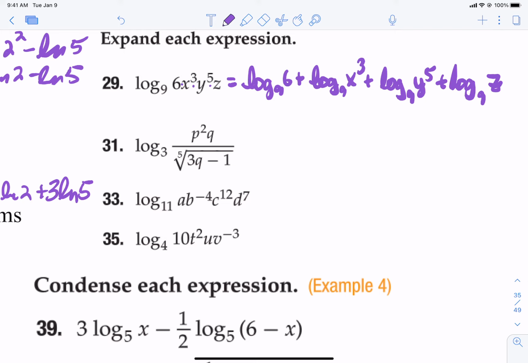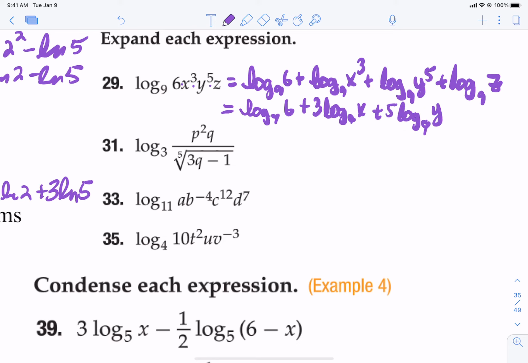Always see if anything contains a power that can be dropped down in front. Okay? And it will just hang out in the front and multiply. And so our final answer would be the log base 9 of 6 plus 3 times the log base 9 of x plus 5 times the log base 9 of y plus the log base 9 of z. And that's as far as you can go. You have expanded it using the 3.